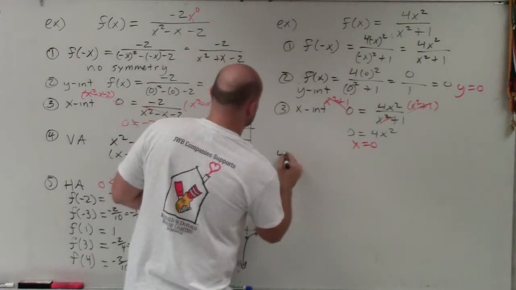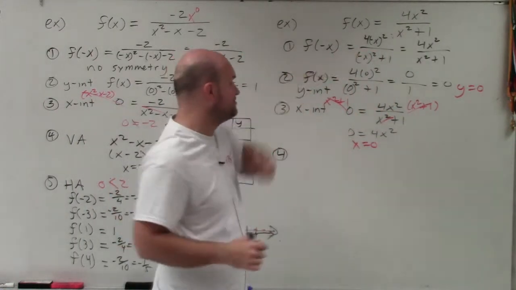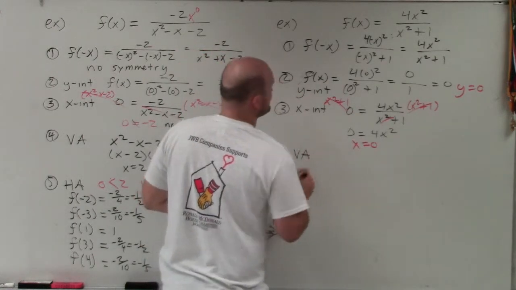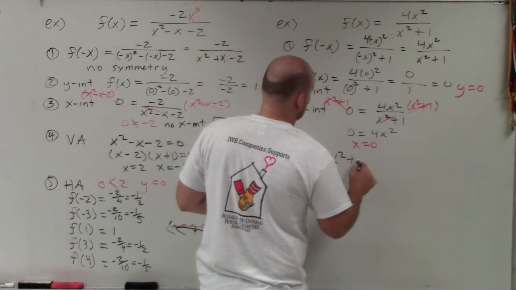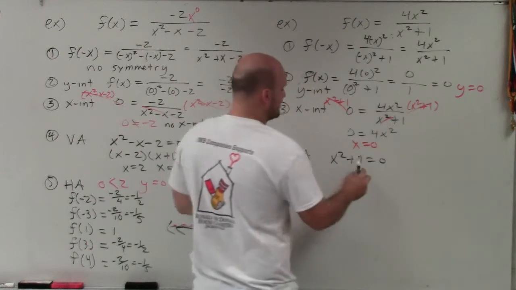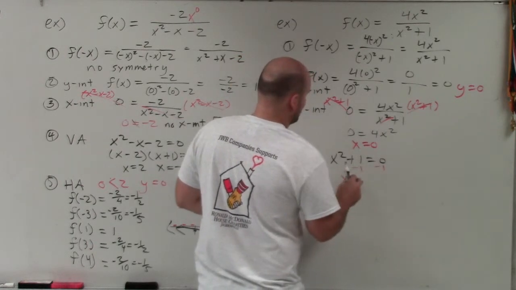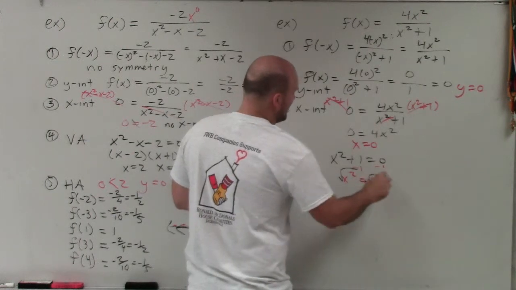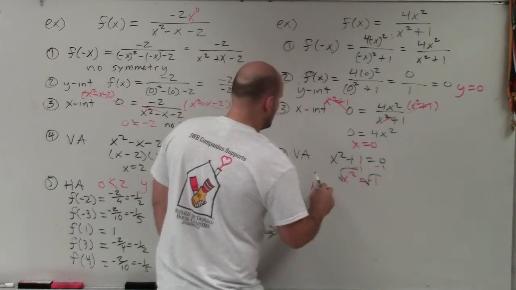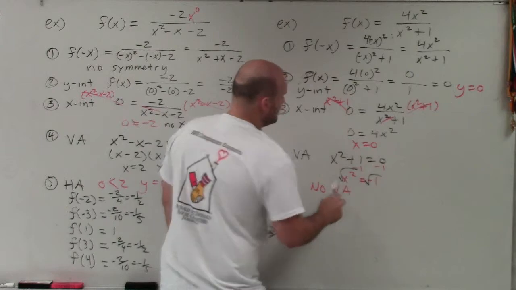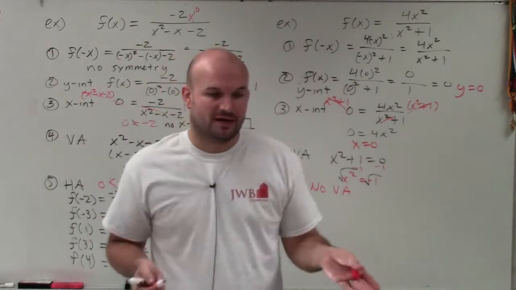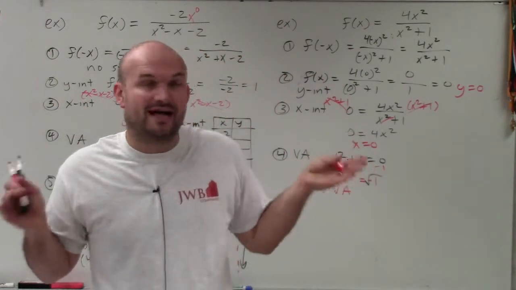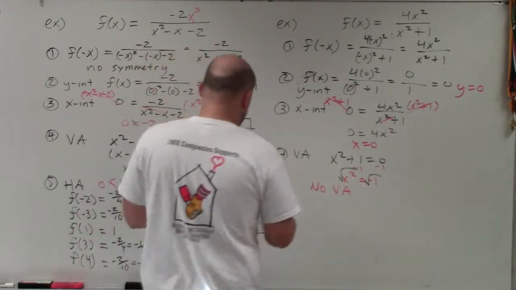Now we need to determine the asymptotes. To determine the vertical asymptotes, again, we're going to set our denominator equal to 0. So I have x squared plus 1 equals 0. When I solve here, I have x squared equals negative 1. You cannot take the square root of a negative number. Therefore, there are no vertical asymptotes. So that means all values in the domain are going to be a part of the function.